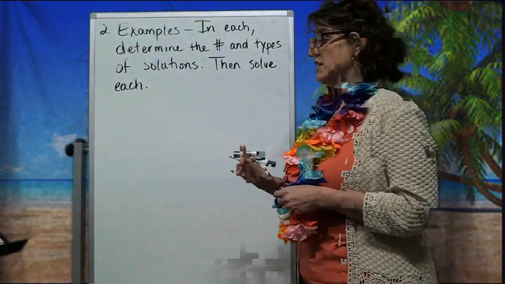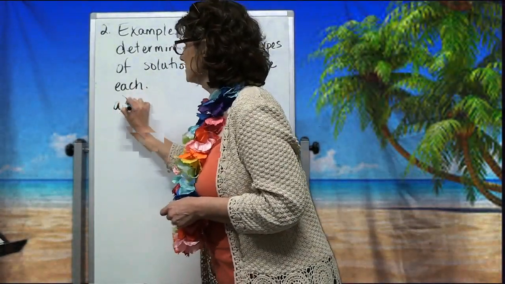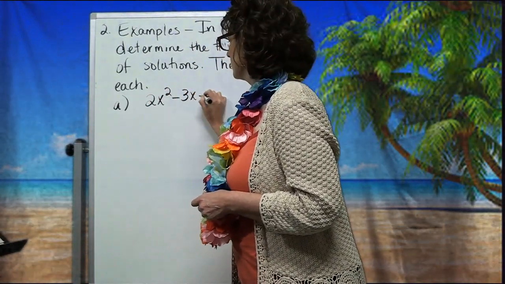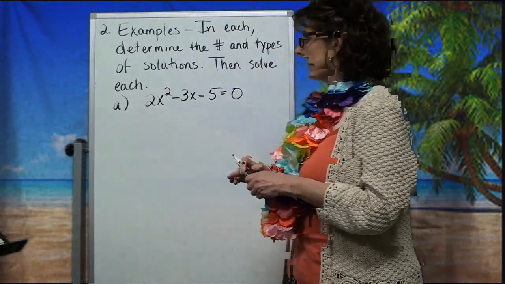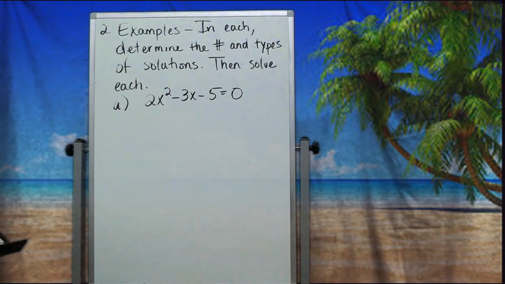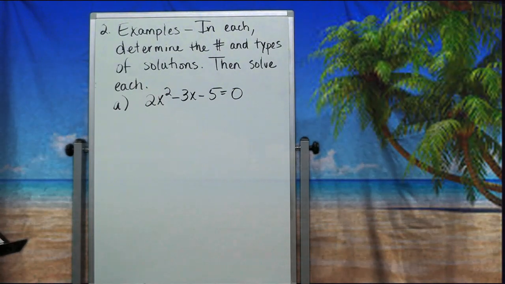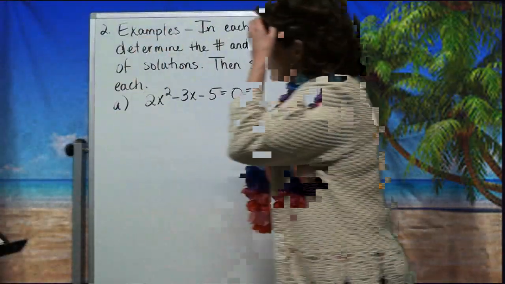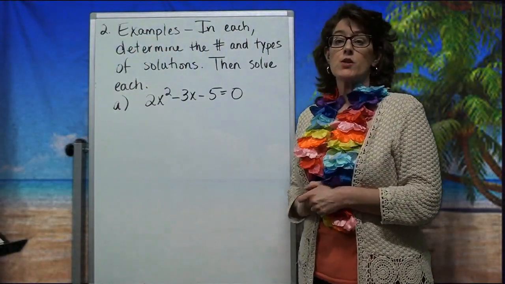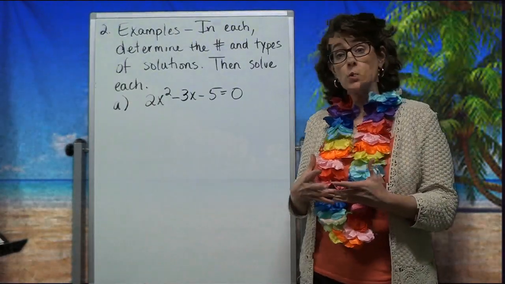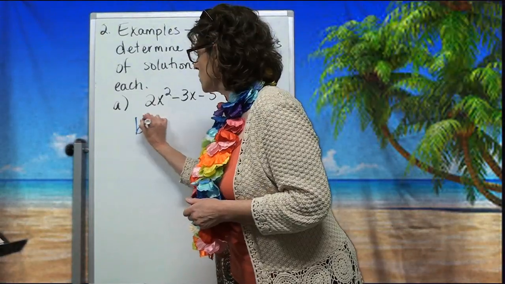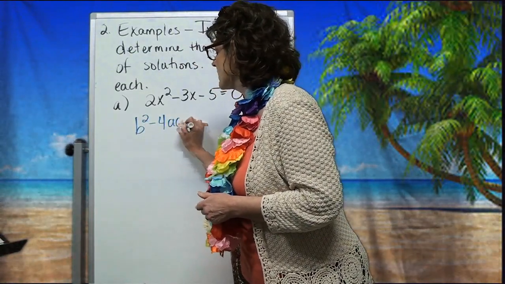Then we're going to solve each. So in order to determine the number and types of solutions, what we have to do, remember, is use that discriminant. So in order to use that discriminant, remember, it looks like this. B squared minus 4AC.